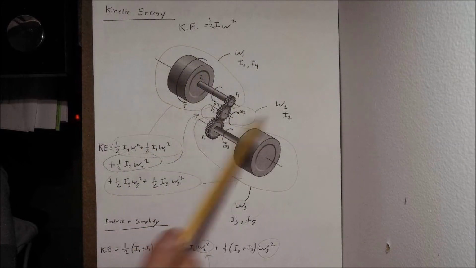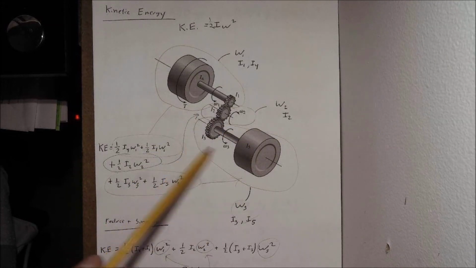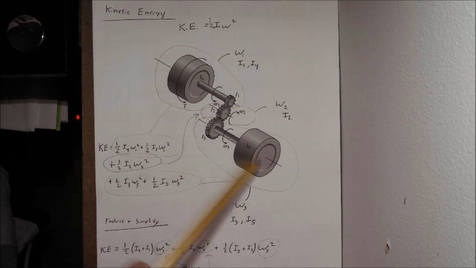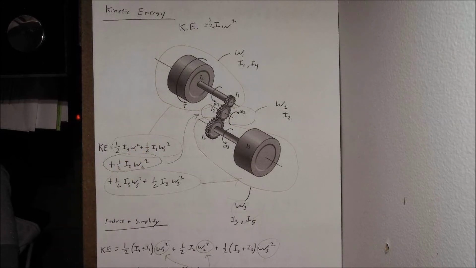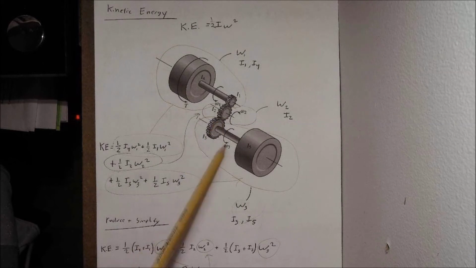My shaft 2, I'm going to have my omega 2 and my I2 associated with shaft 2. And for shaft 3, I have my I3, omega 3, and I5. I wrote that out very clearly for each of those, shaft 1, shaft 2, and shaft 3. Now for each of these, I need to come up with my kinetic energy relationship here. So my total kinetic energy is going to be the kinetic energy from 1, 2, and 3 all combined together.